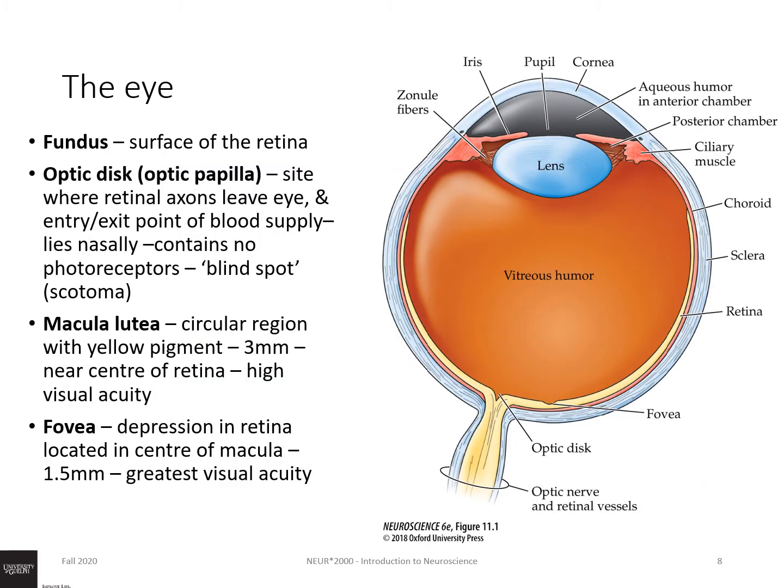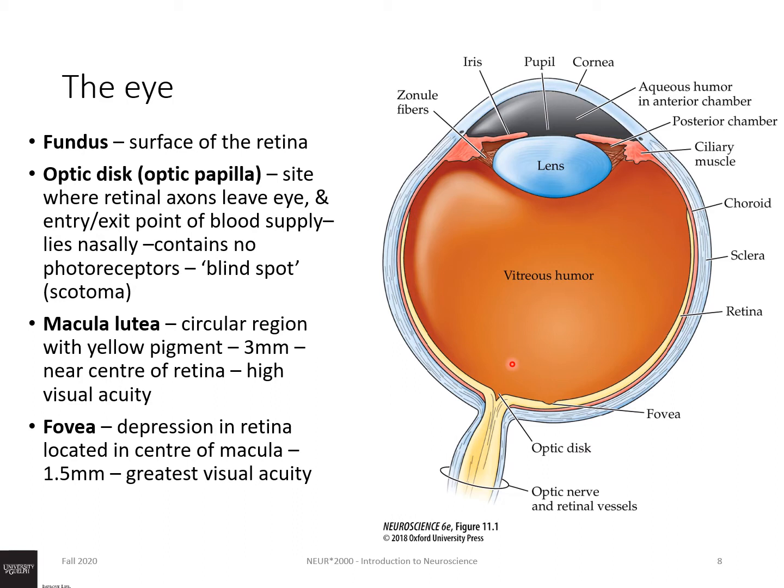Right, so more terminology. The fundus is the surface of the retina, and there are a few spots within the fundus you should be aware of. The first is the optic disc. So this is a whitish circular area on the retina at the back of the eye. It's the exit point for the retinal axons. And these axons target the thalamus and the midbrain via the optic nerve.